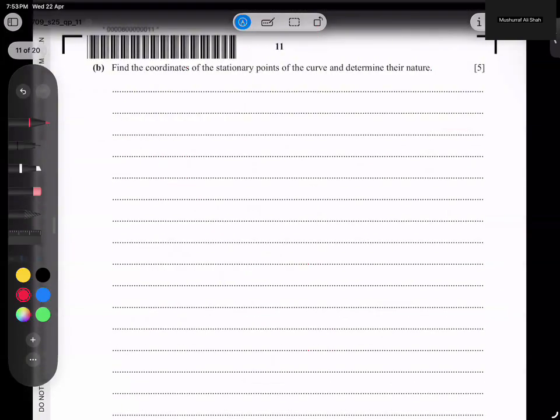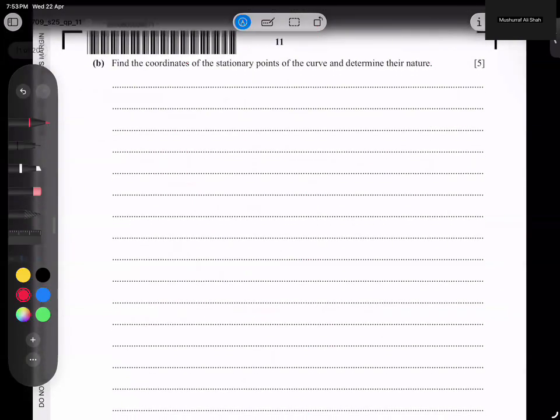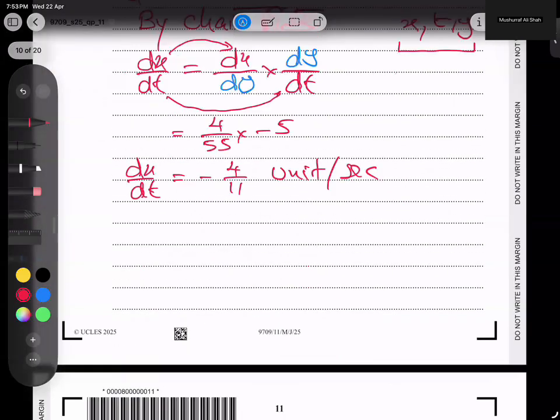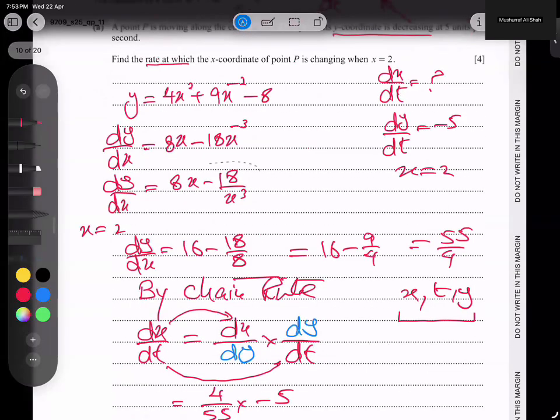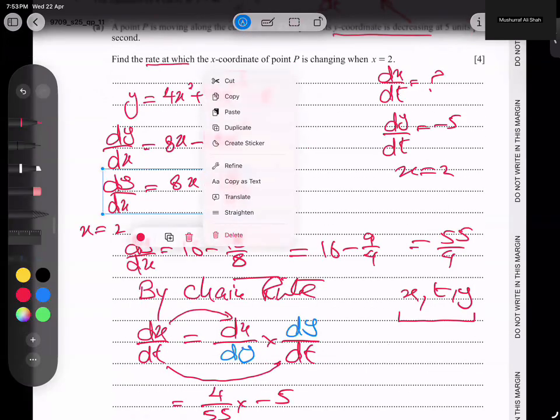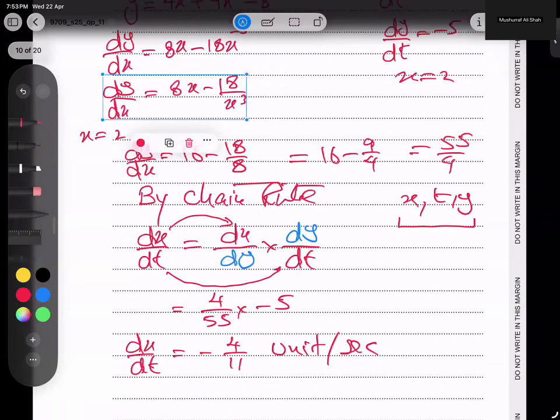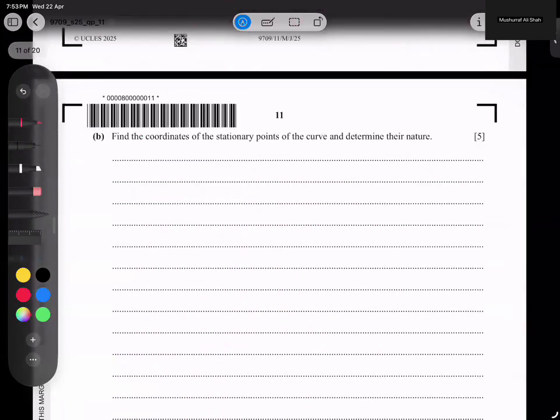Find the coordinates of the stationary point, and the nature also we need. So for that reason, I need the derivative part. So I'm using the derivative part here. Just a minute, students. I want to paste here. Okay, done pasting. Okay, now what is the story we have?